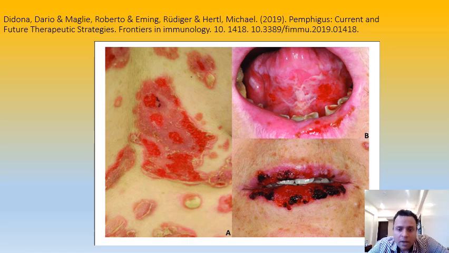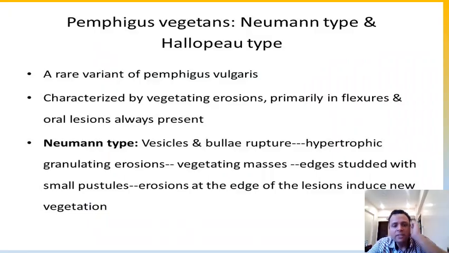or other diseases. So what is pemphigus vegetans? A rare variety of pemphigus vulgaris, characterized by vegetating erosions. There will be a papillomatous, hypertrophic surface, mainly on the flexures. Oral lesions are present, and cerebriform tongue is there. Neumann variety you will be having. Neumann is an early onset variety with vesicle and bulla rupture, and hypertrophic granulation tissue.